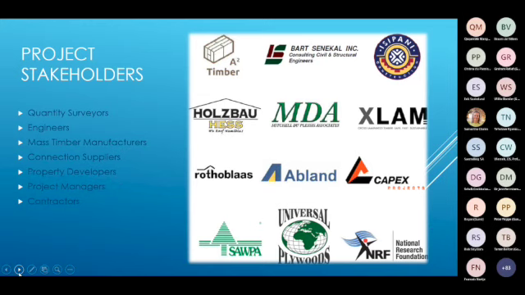There were several stakeholders involved in the research. There you can see a number of the organizations on the right. They range from local and international suppliers to quantity surveyors, local and international engineering consultants, and even property developers, which assisted with the feasibility study. Their contribution really allowed for the scope of the research to be increased and in effect made the research much more relevant.